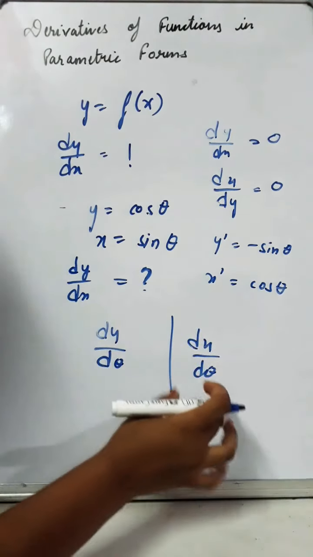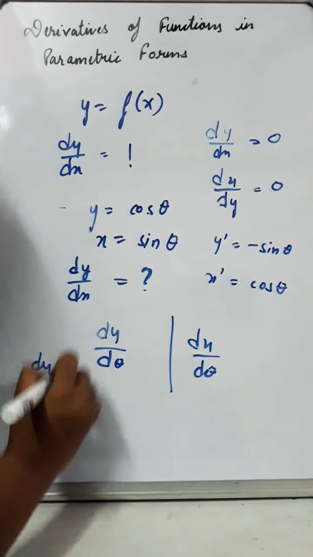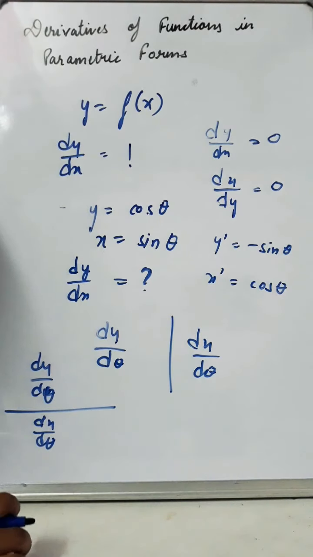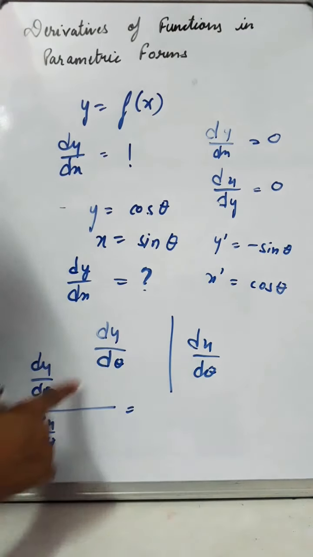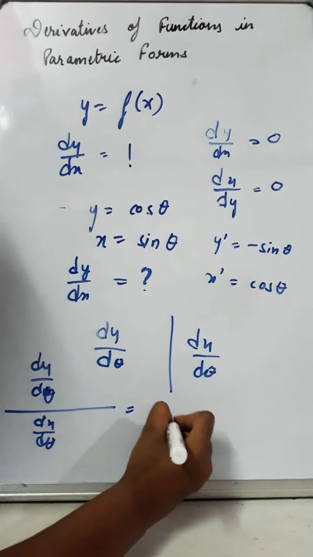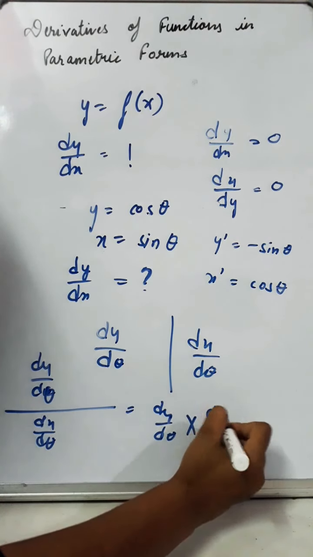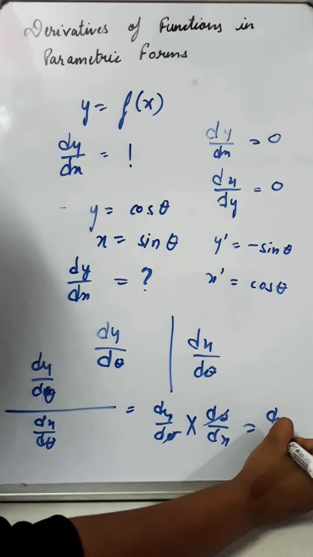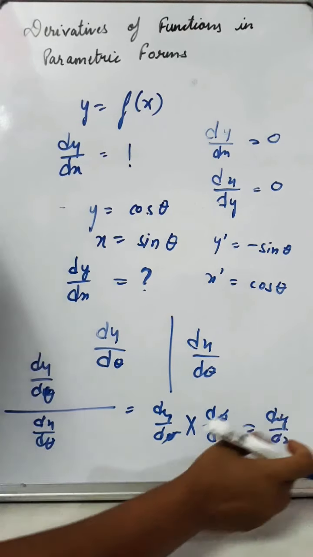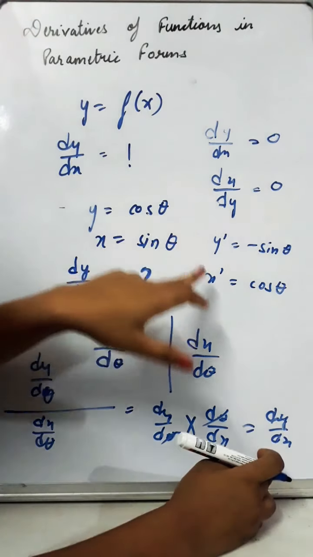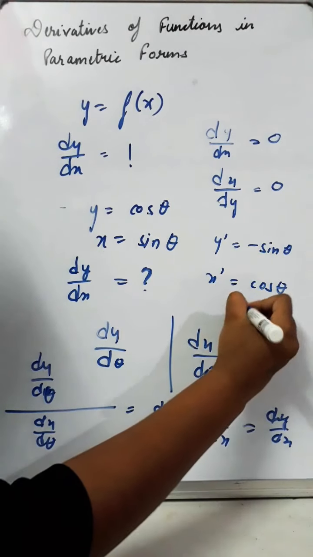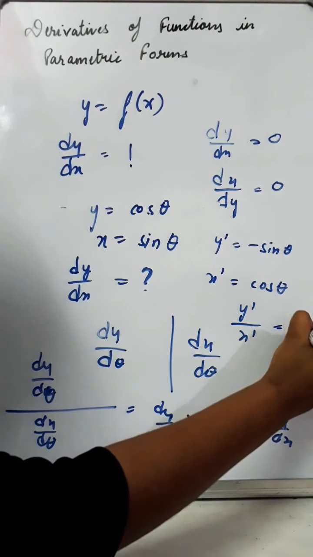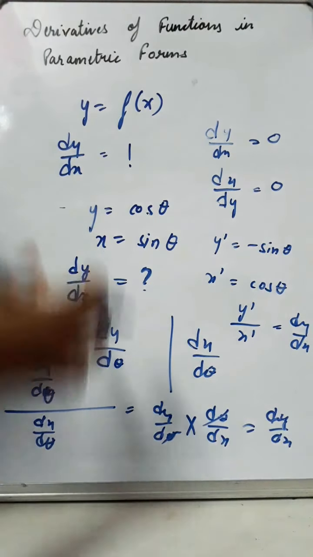Now, if you divide both of them, dy d theta whole divided by dx d theta, you see it's dy d theta into d theta by dx. Both of them get cancelled, so you get dy dx. So your next step is going to be the division of both of them. You have to do y dash upon x dash, and that ultimately results in dy dx. So this is your entire procedure.